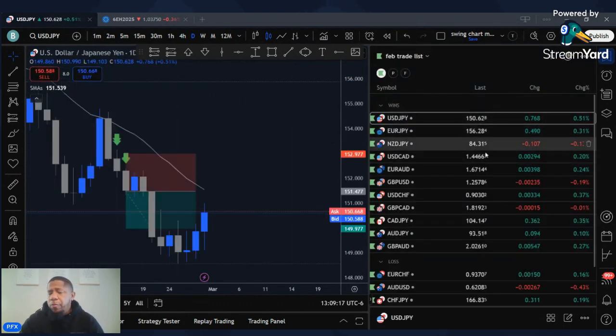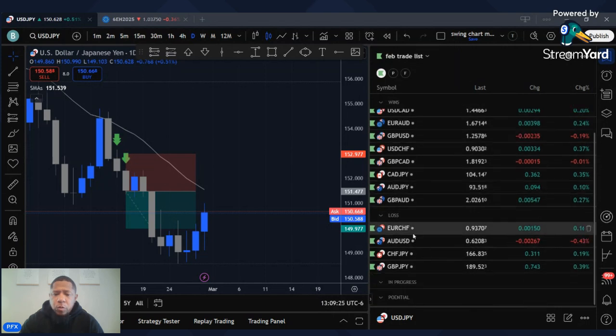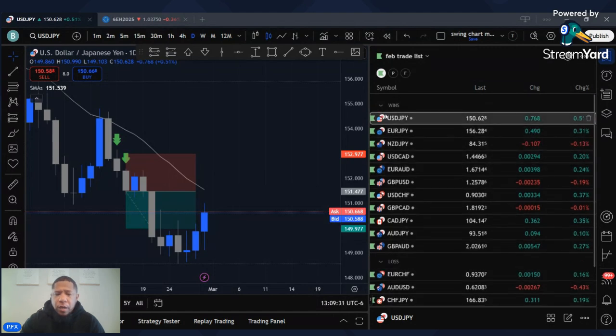This is from the month of February trading list. If you look, that's 11 wins. And it's about 5 losses, because we have some losses inside of here, but then we end up going break even on some pairs.